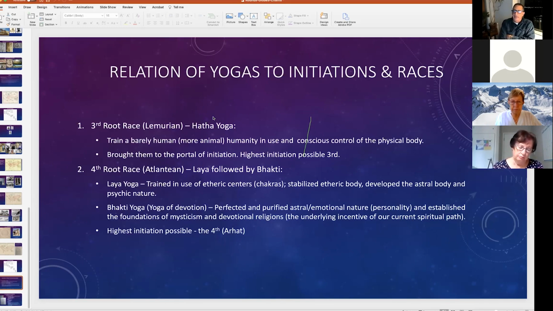And then it was augmented with Bhakti yoga, which further developed and purified the astral body and the personality into a kind of devotional form of mysticism. That's the basis of a yogic incentive that we can first use when we enter onto the path and we're still in a kind of Atlantean consciousness. So the highest initiation available during the fourth root race was the Arhat initiation.